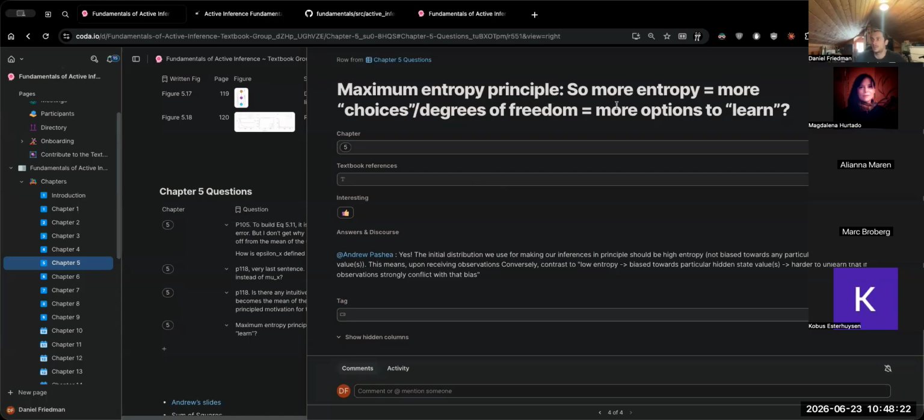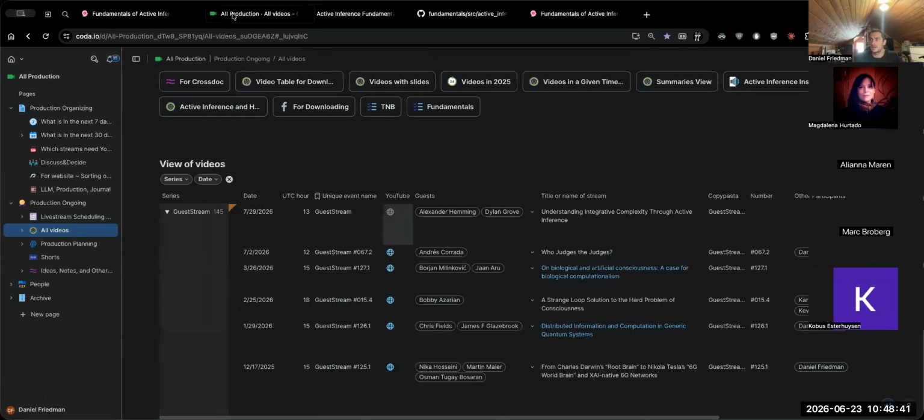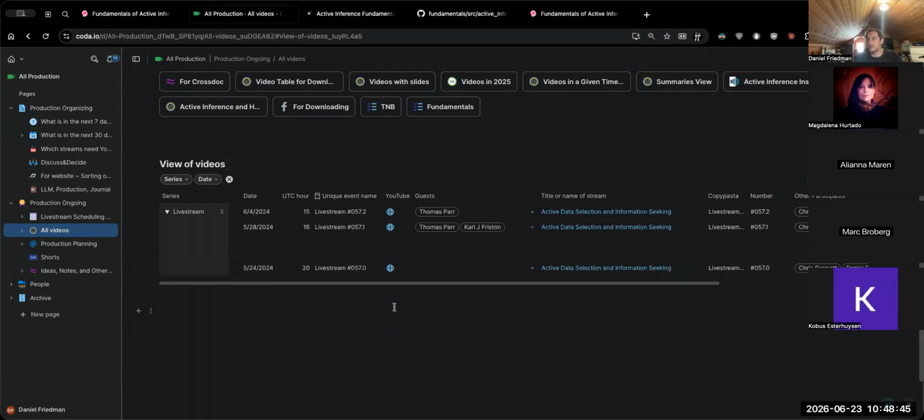Maximum entropy principle. So, more entropy is more choices or degrees of freedom. Is this more options to learn? And Andrew wrote, yes, the initial distribution we use for making our inference in principle should be high entropy. So you can read Andrew's response there.